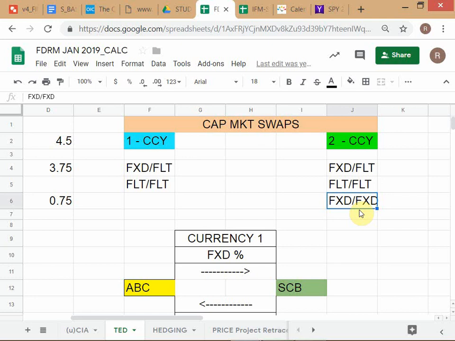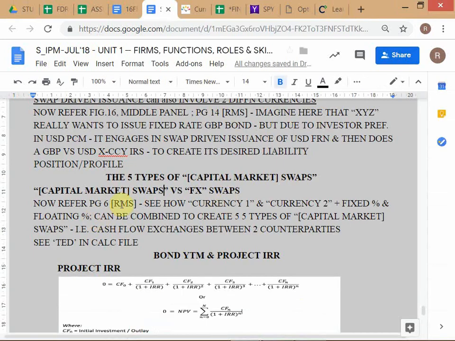I'm covering this without covering foreign exchange swaps here because these are connected. We've had a long discussion on debt capital markets, so I wanted to complete the discussion of capital market swaps, so you have a comprehensive understanding. Okay. So now you know conceptually there will be five categories of capital market swaps. So now we can go to this part. Refer to page 6 of RMS.